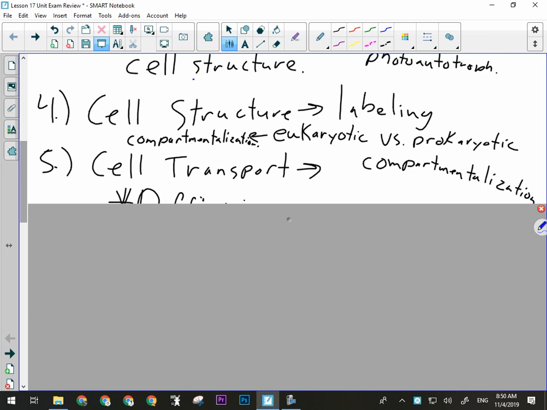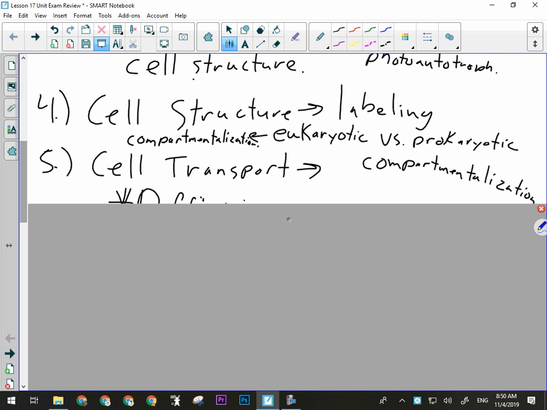Okay, so if the question is talking about the movement of just water across a membrane, what are we looking at? Osmosis. Okay, if it's talking about moving anything from one place to another in the cell, it's talking about diffusion. If it's talking about using energy to move things across the membrane, it's active transport. You just got to be able to identify those key points.